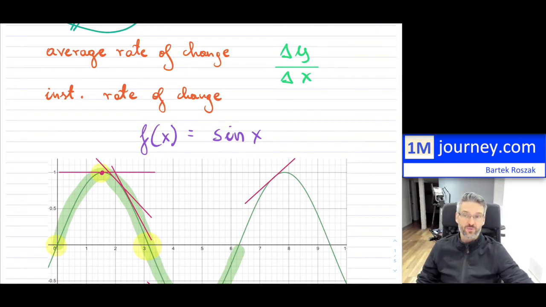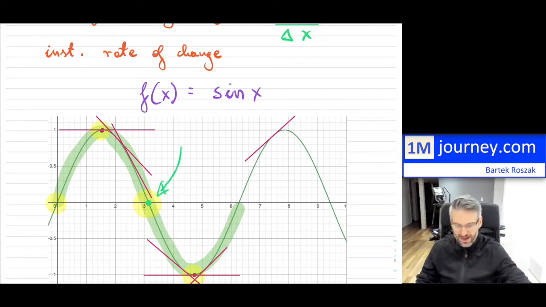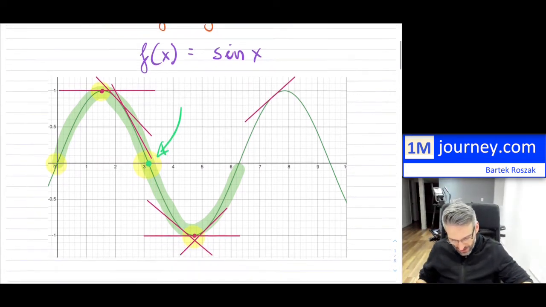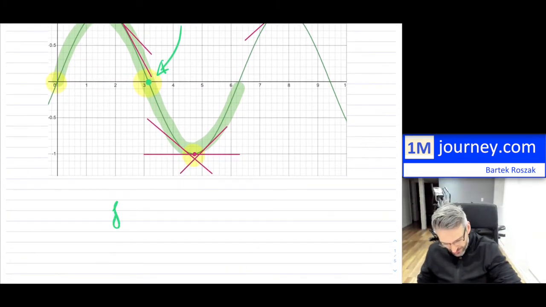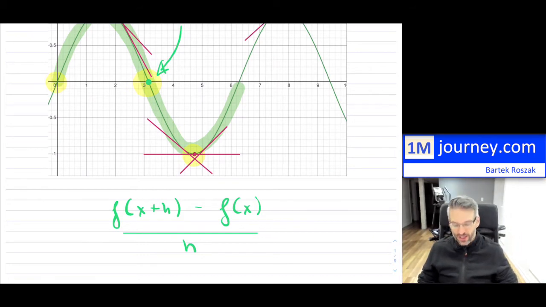The instantaneous rates of change, right? If we want to find out what the instantaneous rate of change is for that maximum right there, well, we know when that happens. It happens at pi, for instance. So we can calculate the instantaneous rates of change the same way. That was f of x plus our little h, minus f of x, and this was divided by h, and that was our instantaneous rate of change at x.